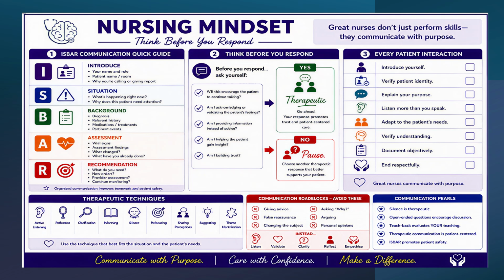The R is recommendation. So be clear about what you need next. Do you need new orders? Do you need the provider to assess the patient? Should the next nurse continue monitoring something? Should they be carrying out certain orders? Remember, ISBAR helps prevent important information from being missed.